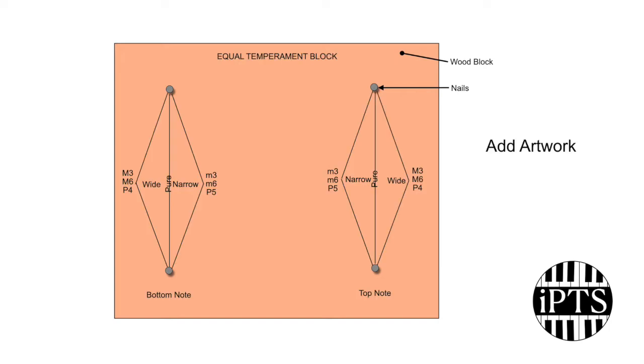So you start with a wooden block here, and then you just hammer in 4 nails. Then you're going to add this artwork. Okay, just copy it exactly like it looks there. And then you're going to take an elastic band and wrap it around the nails.